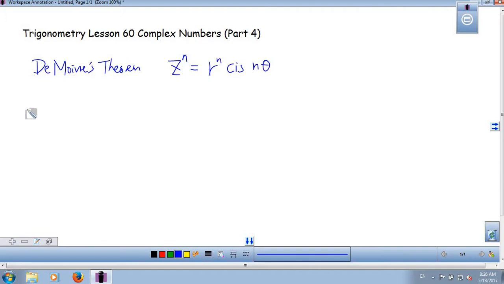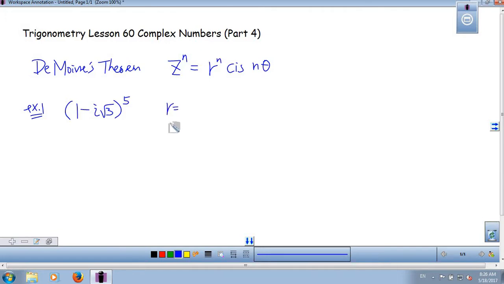Okay, so let's go ahead and do a few examples. Let's find 1 minus i square root 3 to the 5th power. First we could use rectangular form to perform this operation, but it would be a little bit more complicated.